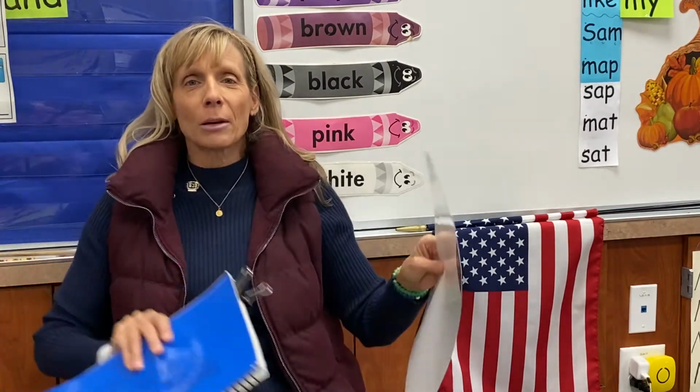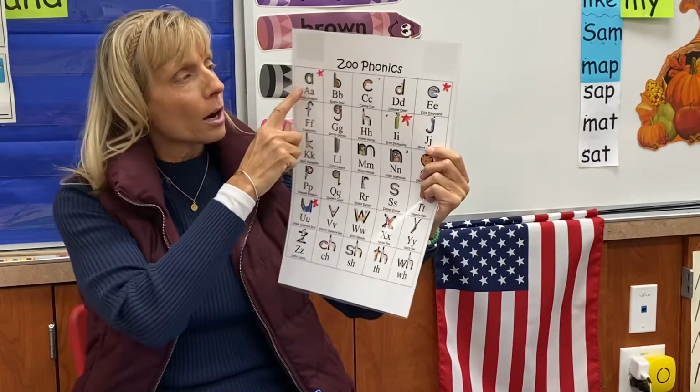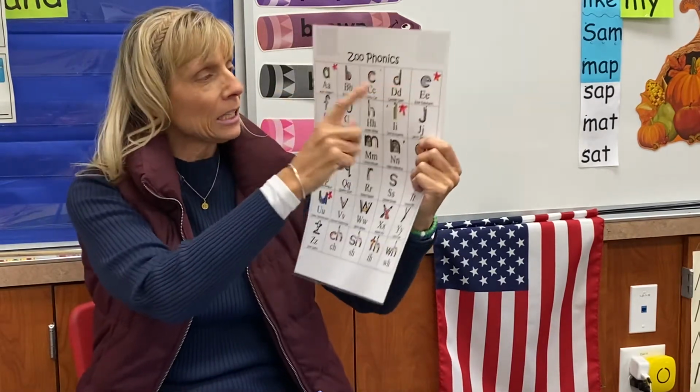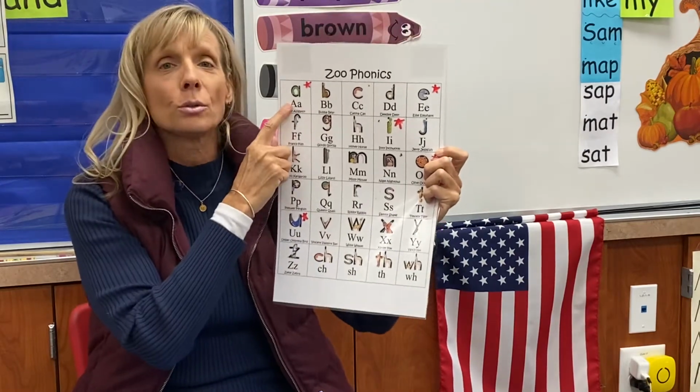Let's get started by remembering the names of our vowels. The names of our vowels are A, E, I, O, and U. Let's say the two sounds for each vowel.